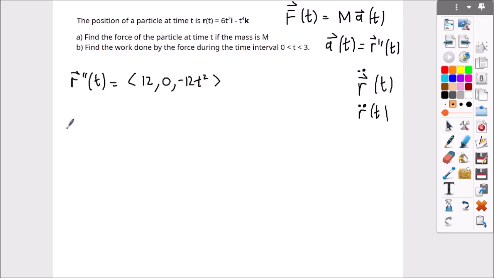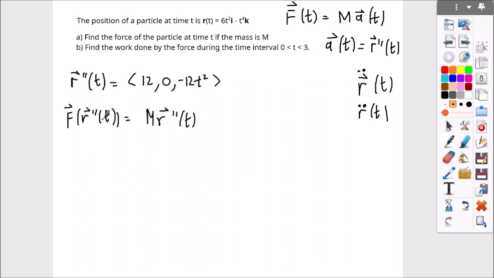So what does this mean? This means that for F of t, in this case, we don't have to do F of r of t. Why? Because F is a function of r of t already. How? F of r double prime of t is equal to m times r double prime of t. So that is our function already. That's why we don't need F of r of t. F is already in terms of t if we find a.